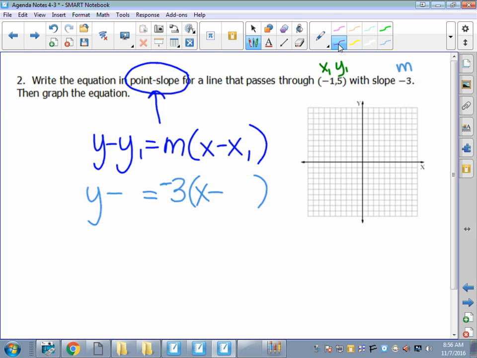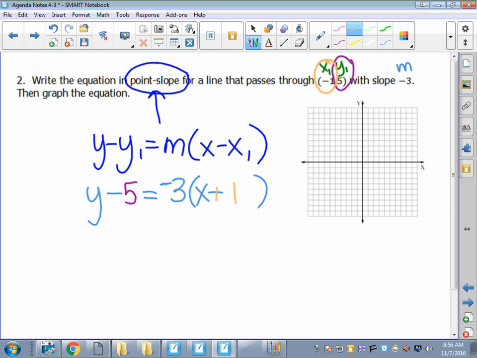So when I put my y1 in there, that means I'm going to replace that y1 with a 5. So I've got y minus 5 equals -3, and then x minus. But notice this is a -1 up here that I'm substituting in for the x1. So what happens when I put a -1 into this x minus -1? That'll become an x plus 1. So my final answer is y minus 5 equals -3 times (x plus 1) in parentheses.